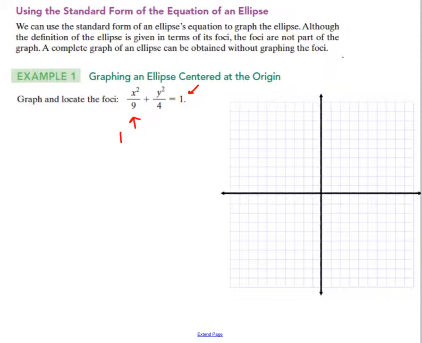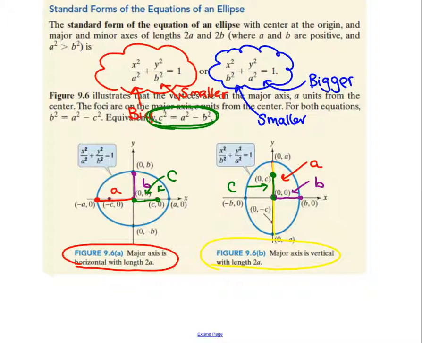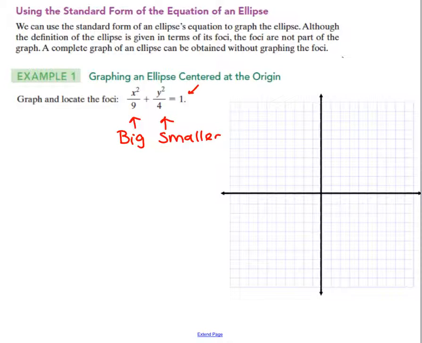This number is the bigger number, right? And this number is the smaller. So if we refer back to this slide, we're going to use the red standard form equation. So I'm just going to write down the standard form equation again. X squared over A squared plus Y squared over B squared equals 1.